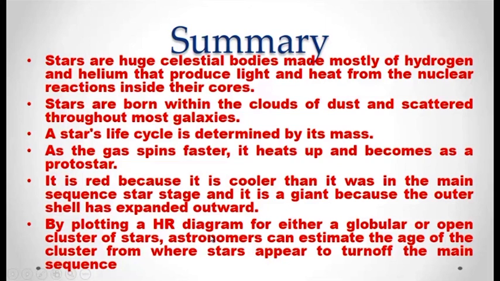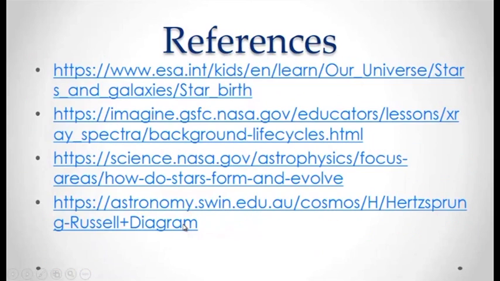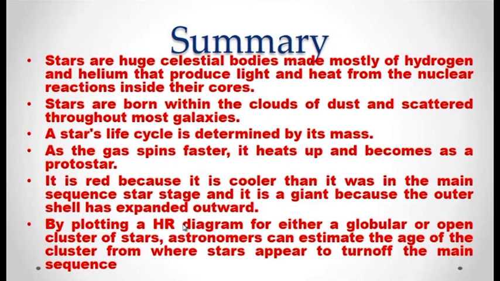By plotting a Hertzsprung-Russell diagram for either a globular or open cluster of stars, astronomers can estimate the age of the cluster from where stars appear to turn off the main sequence. So this is how you can learn things from this lecture.